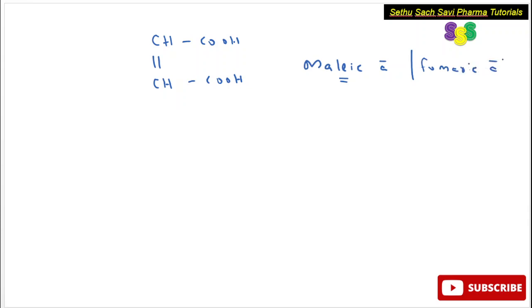Now what is the difference? Now if the same groups, like that is the carboxylic acid, are on the same side of the double bond.